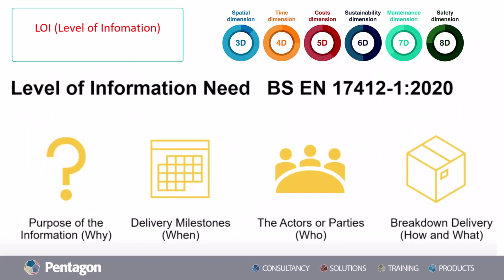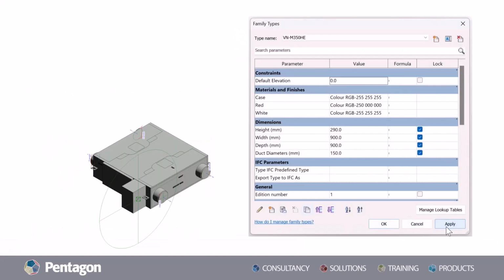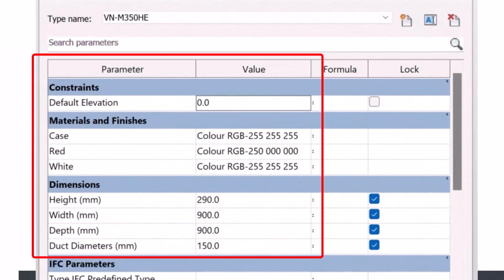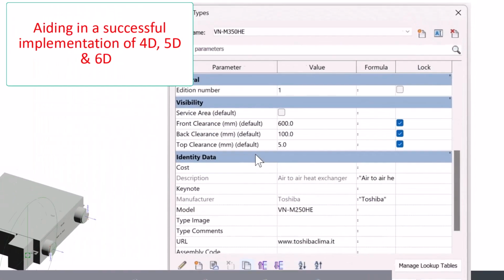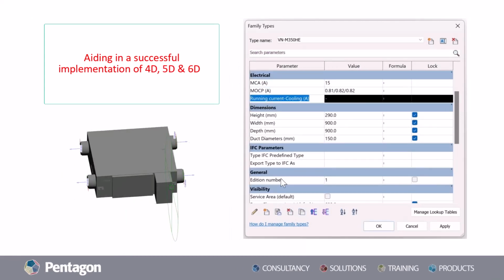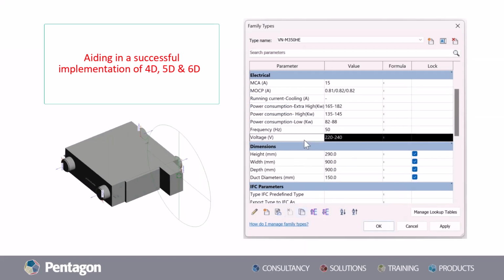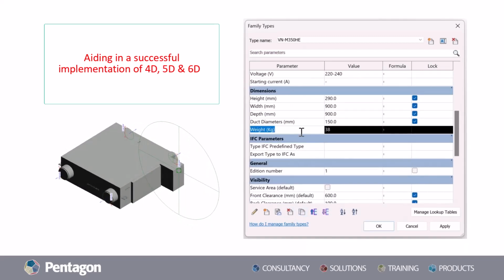Level of information, or LOI. The level of information, or LOI, contained in an information model can vary depending on its purpose and the specific requirements of the project. An information model typically includes 3D geometry and basic information about its dimensions, technical specifications, and material properties. However, it may also include additional information such as cost data, performance characteristics, maintenance schedules, and other attributes that can be used for analysis and decision making throughout the project's lifecycle.